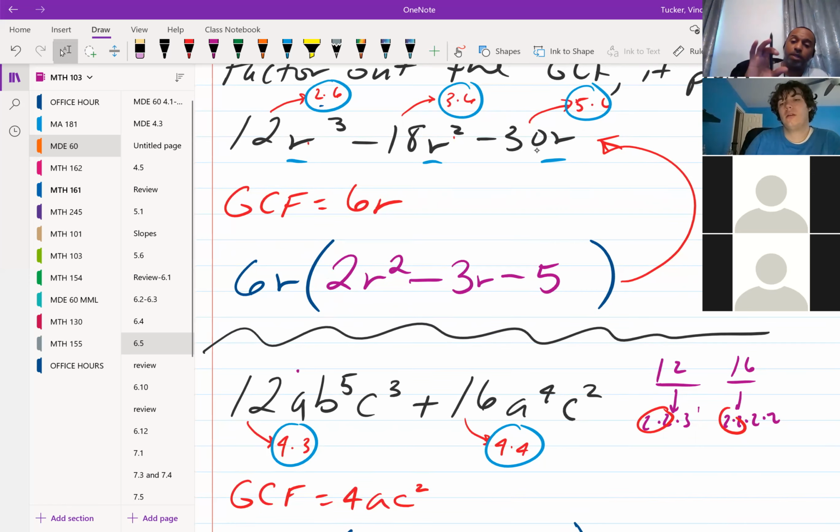So you just take each piece and analyze, how many of those do I have in each term? How many of those do you have in each term?